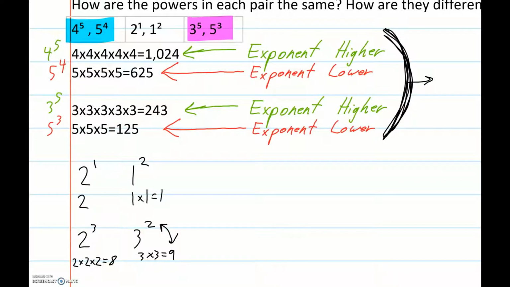So keep that in mind as we look at comparing numbers. Usually that's what it's asking. Some sort of comparing in terms of size. So keep that in mind. The other thing I want you to keep in mind is that the numbers are different. So the values of 4 to the 5 versus 5 to the 4 are significantly different, and same thing with 3 to the 5 versus 5 to the 3. So the values are significantly different between having a number as the base or as the exponent.